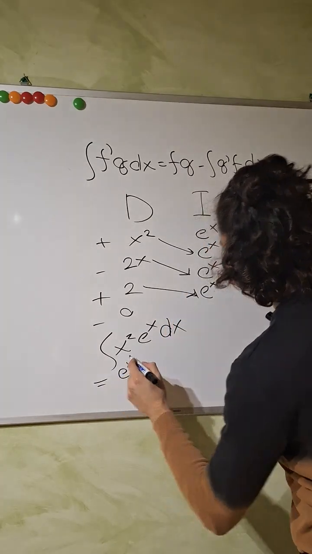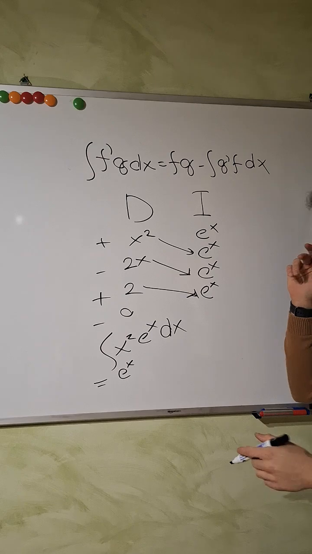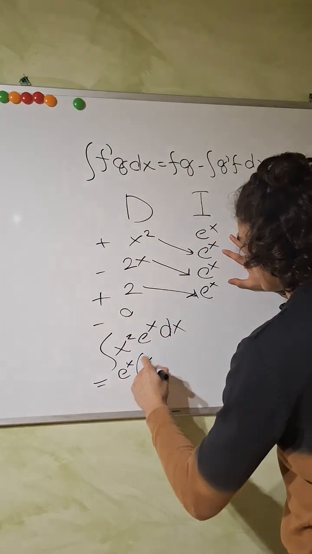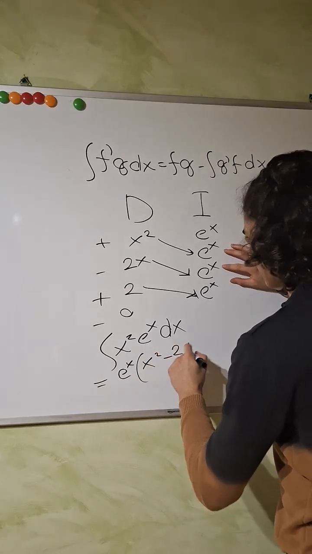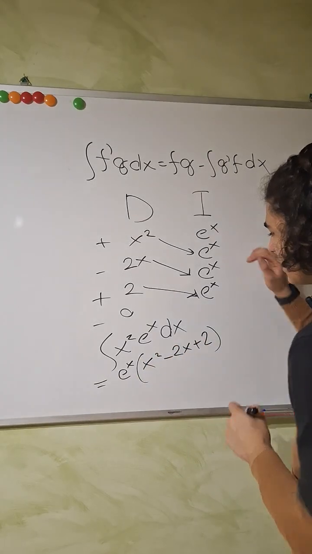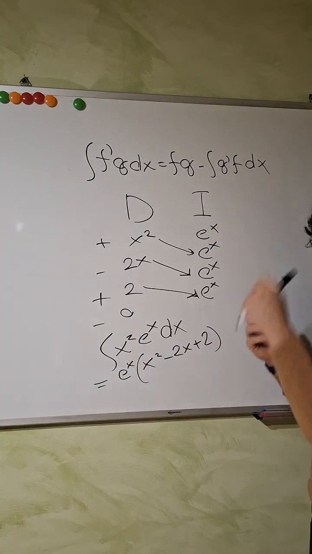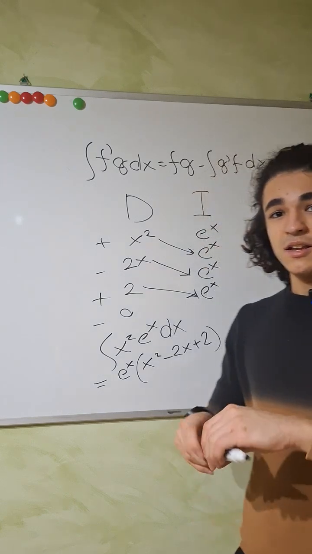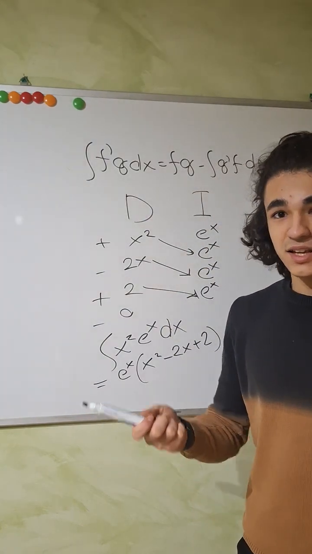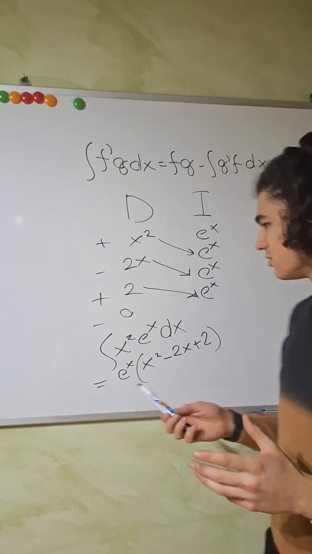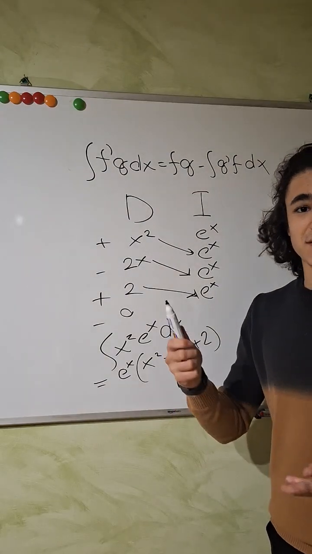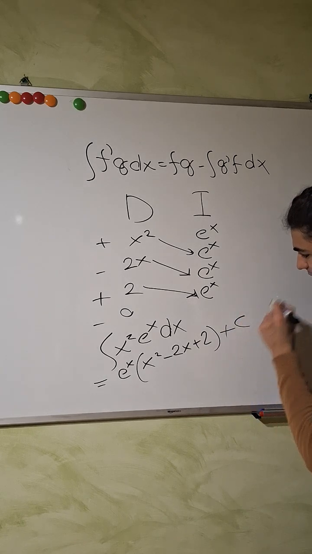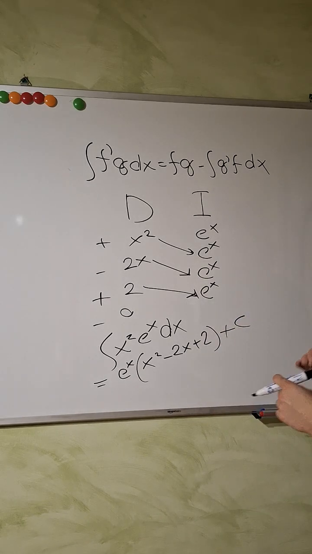e to the x, and as you can see, there's a common factor of e to the x, so we can pull it out of the sum. So we have e to the x that multiplies x squared minus 2x plus 2, and then we have minus the integral of 0 times e to the x, but 0 times e to the x is 0, and the integral of 0 is a constant, so we can add this constant to the other constant, and get an overall constant that we call c. C is the overall constant, and here's the answer.